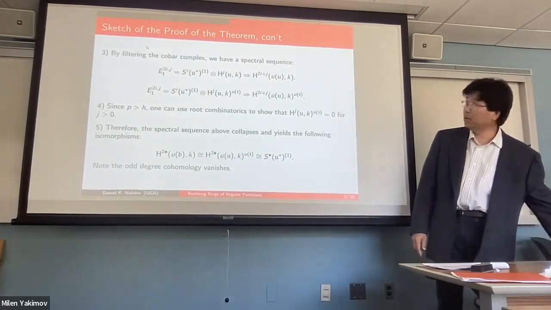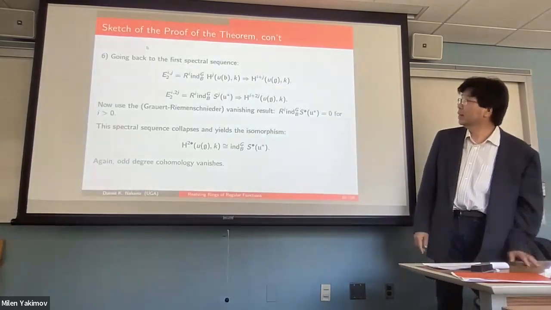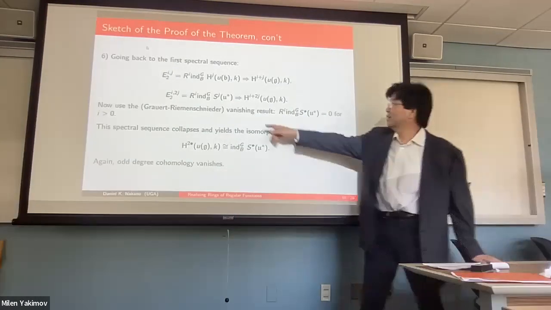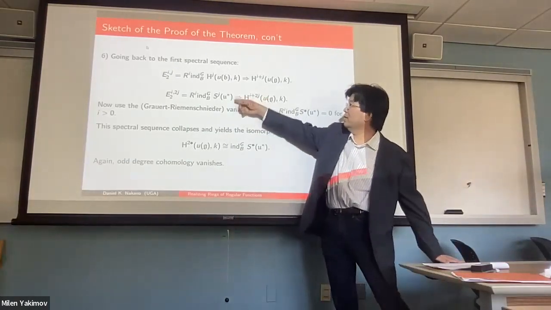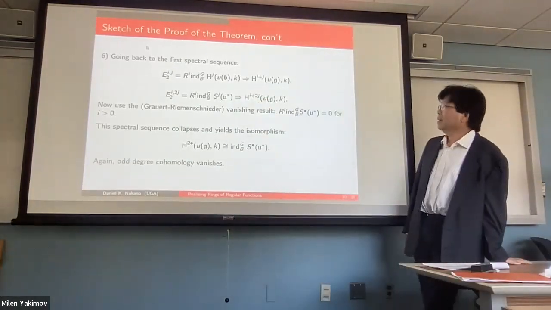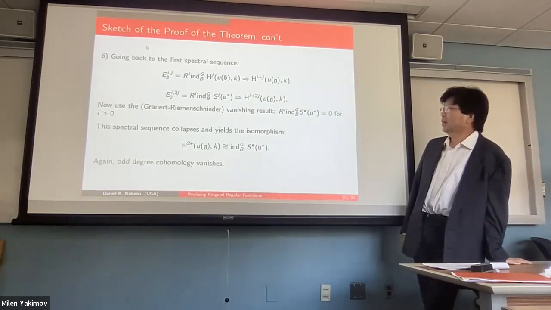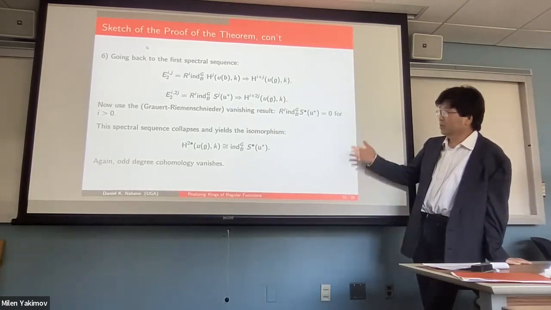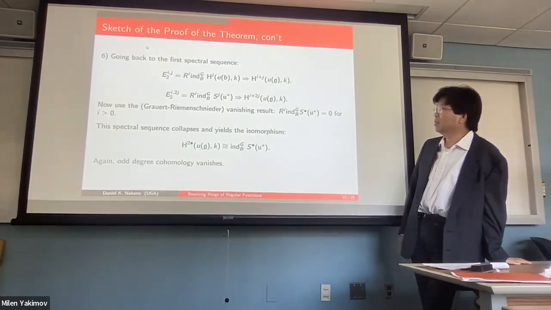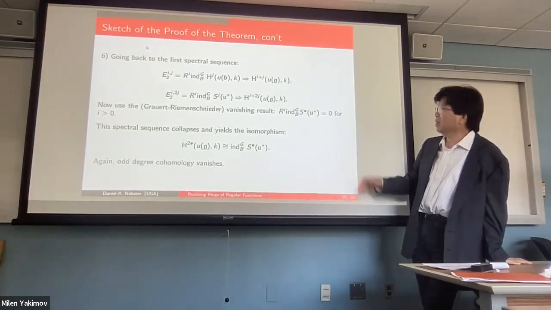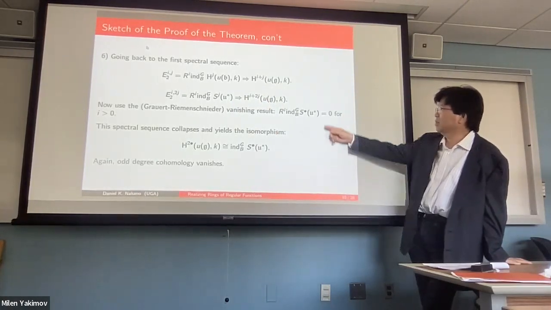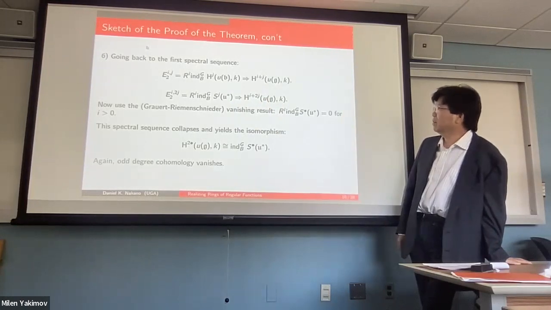Okay, so we're almost done. And now you reinsert the symmetric algebra into here. Then you use a theorem in characteristic 0, which is known as the Grauert-Riemenschneider theorem. You have to do a little bit in characteristic p, but basically the answer is the same: the higher right-derived functors vanish when i is bigger than 0.